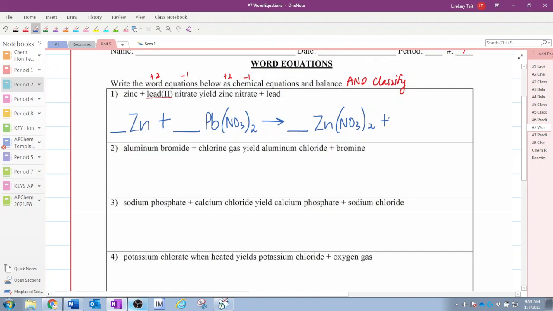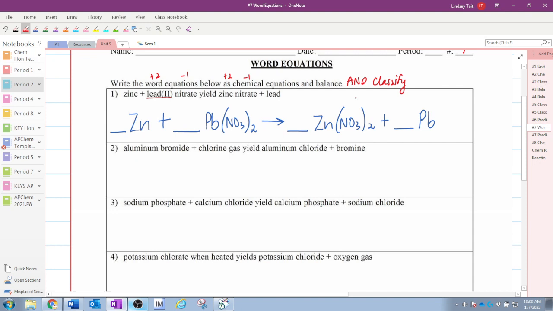All right, and then so we end with lead. That's an element. So put the symbol for the element. Ask yourself, is it diatomic? Nope, you're done. So now that I've written this, I can balance it. How many zincs do we have on both sides? 1. Or I should have said, are the zincs balanced? Yes, there's 1 each. Are the leads balanced? Yeah, there's 1 each. Are the nitrates balanced? Oh, guess what? This is already balanced. The coefficients would be 1, 1, 1, 1.